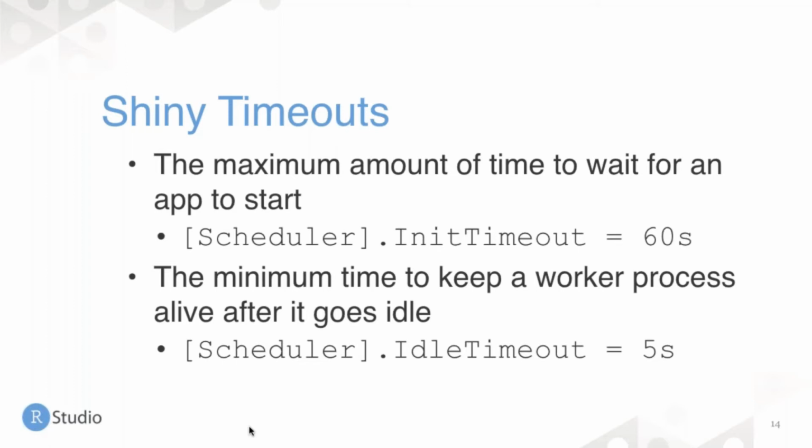The second value here is the minimum time that we should keep a worker process alive after it goes idle. And so what this means is that after the last user leaves a process, after they disconnect and the process is now empty and not serving any Shiny sessions, we're going to wait 5 seconds. And if no new traffic comes in, then we're going to reap that process. That's a pretty reasonable default for average workloads.